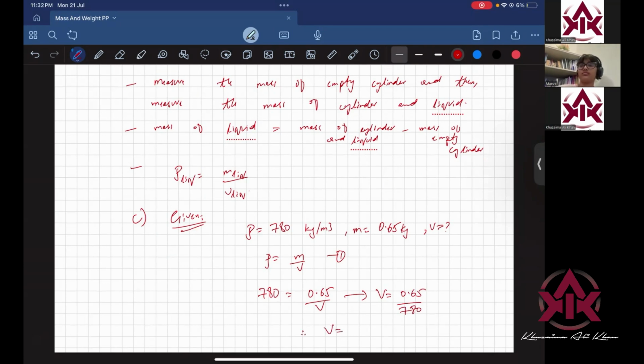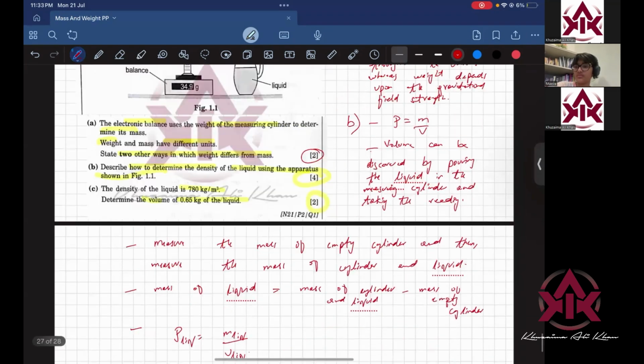Therefore, your volume is equal to what? It is coming out to be 0.833. Keep your answer in 3 significant figures: 0.833 times 10 to the power minus 3 meter cube. And that is your answer. Make sense? Yeah. Any question, Maeve? No.